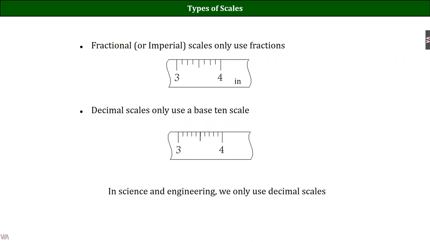If that's not the case, if it has a marking for every other tenth, then that's not a decimal scale, and you can't use those. They're helpful sometimes, but you can't consider that certainty. So in science and engineering, only decimal scales.